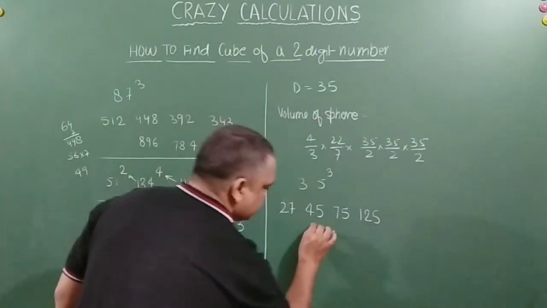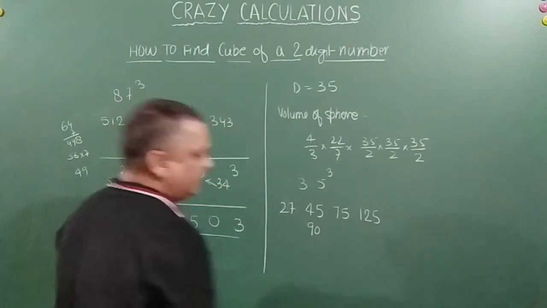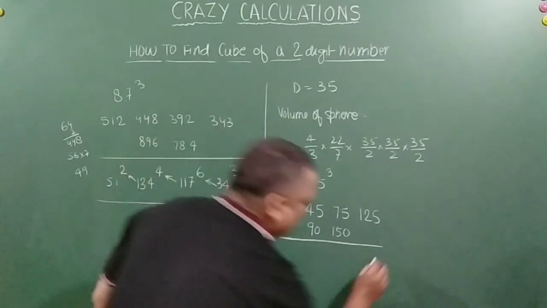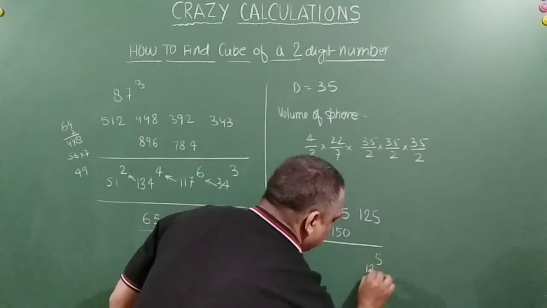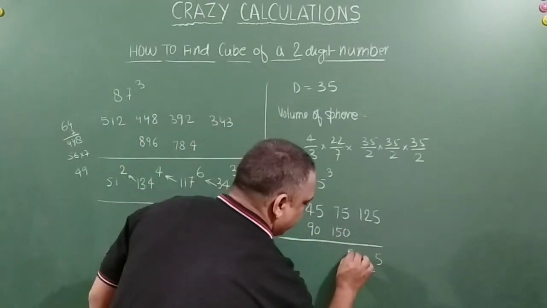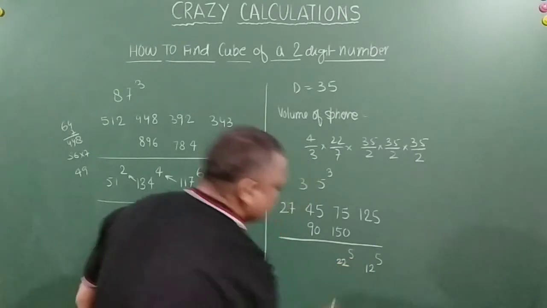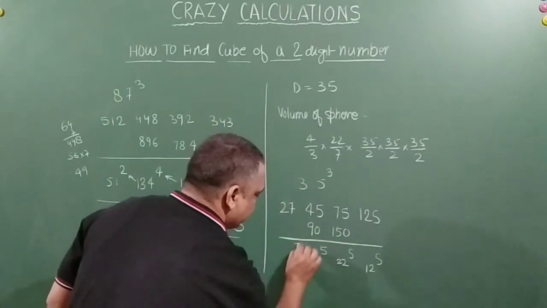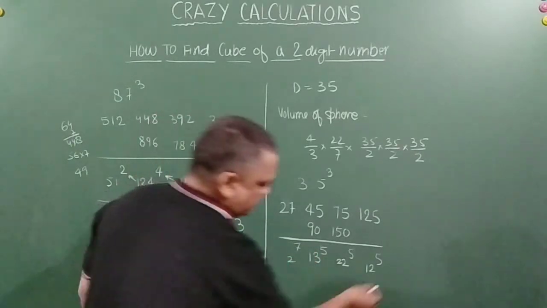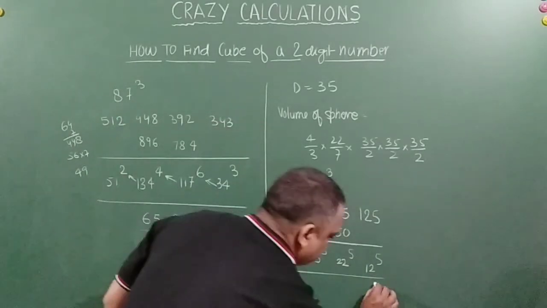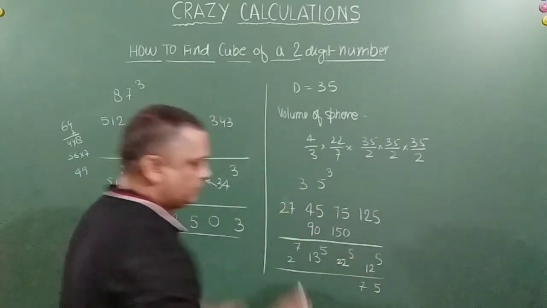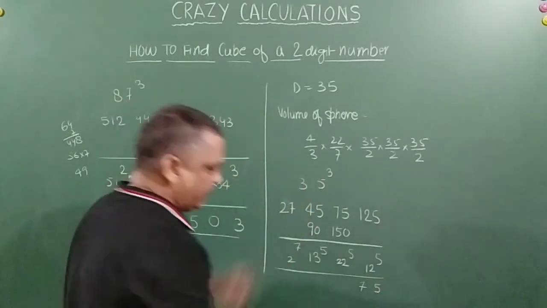Right? This is doubling it up, 90. This is 150. 5 here, 12 in the base. 5 here, 22 in the base. 5 here, 13 in the base. 7 here, 2 in the base. Now we'll write the answer. 5. This is 17. So 7 there, 1 in my hand.